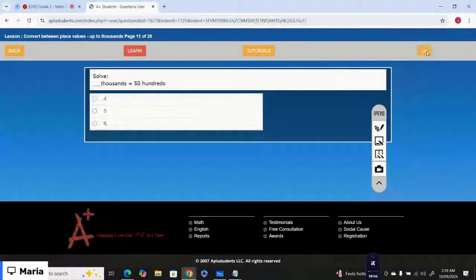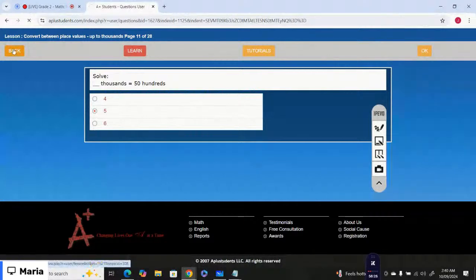50 hundreds equal how many thousands? That is 5. Number 2 is the correct option.